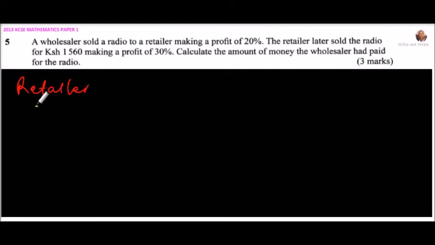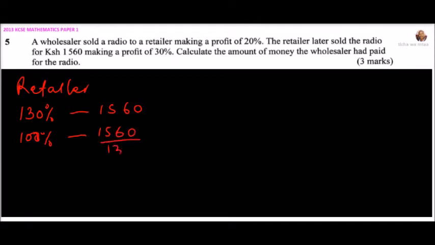So the retailer, the price that he sold at was 1,560. So it means this is 130%, because he made a profit of 30%. So this means that 130% is 1,560. What about 100%, what he paid to the wholesaler? You say it is 1,560, you divide by 130 and you multiply by 100.